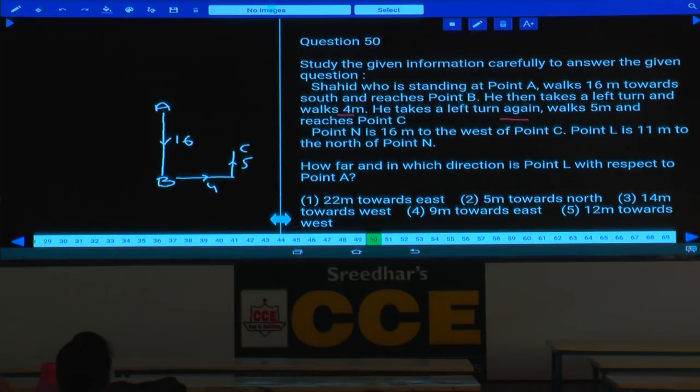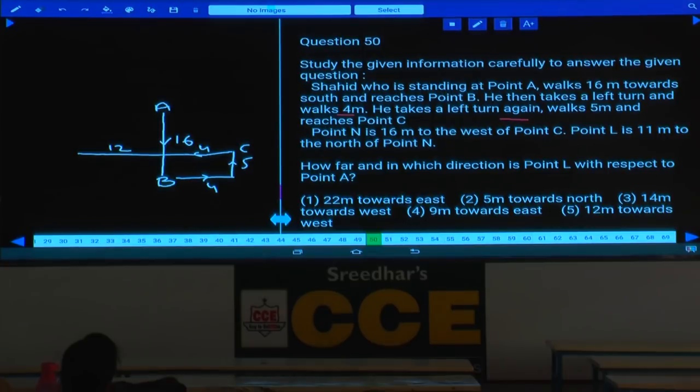Now this is point C. Now point N is 16 meters to the west of point C. Out of which this is 4, and this must be how much? This must be 12. The total, 4 plus 12, is how much? 4 plus 12 is 16.